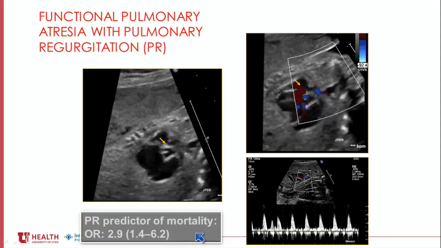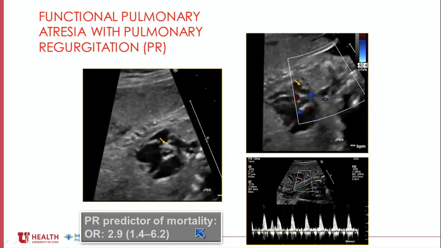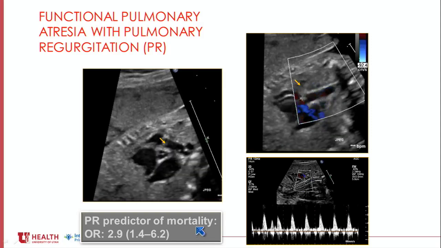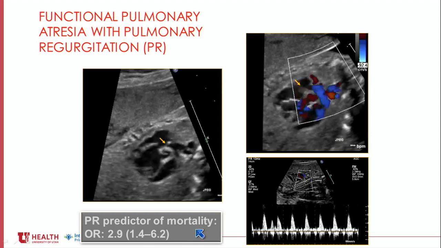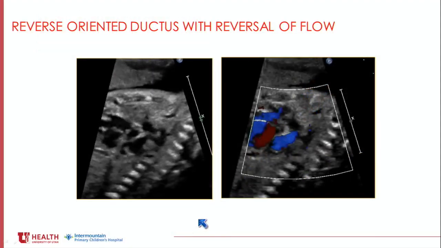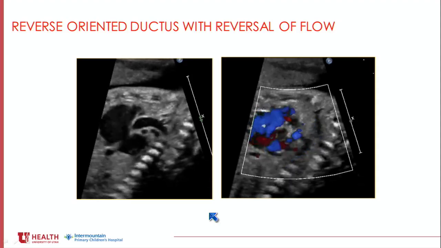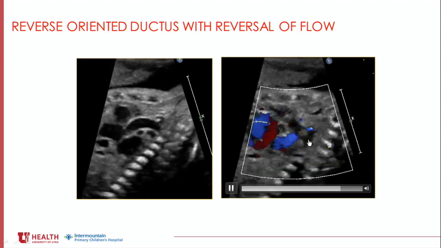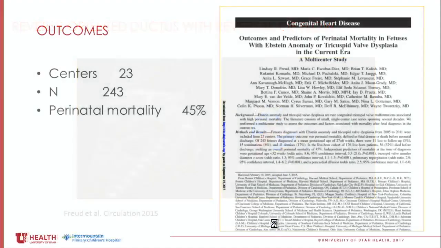And patients who have PR in the setting of Ebstein's with a functional, basically no antegrade flow, those patients also do poorly. So a higher odds ratio of mortality. This is just showing that retrograde flow here, red in the ductus.